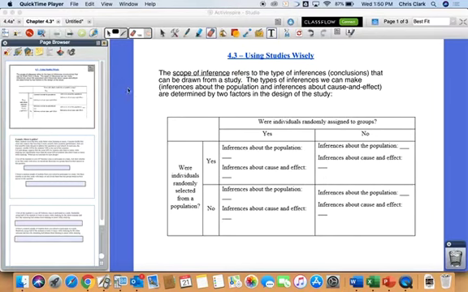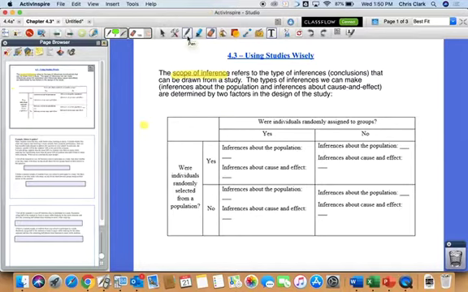Today's lesson is about not necessarily using studies wisely. That's what the book tells us it is. But really, this lesson is about this concept right here: scope of inference. So what does scope of inference mean?